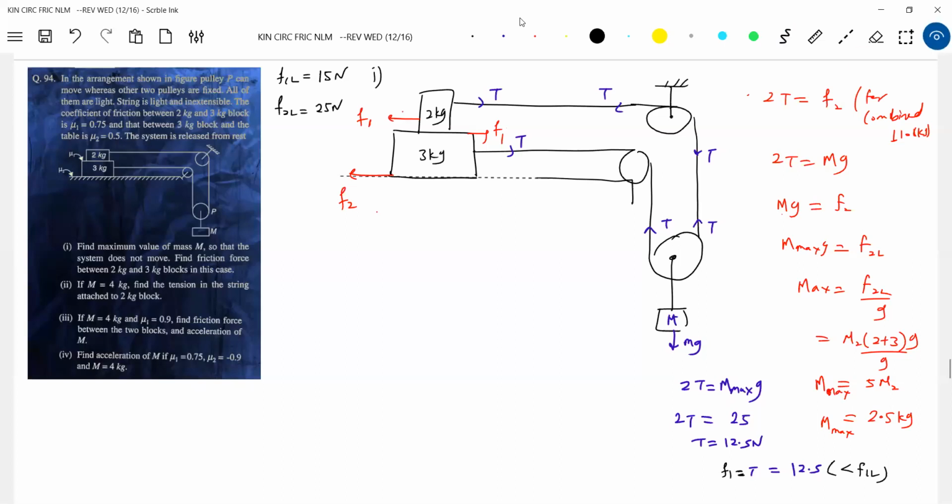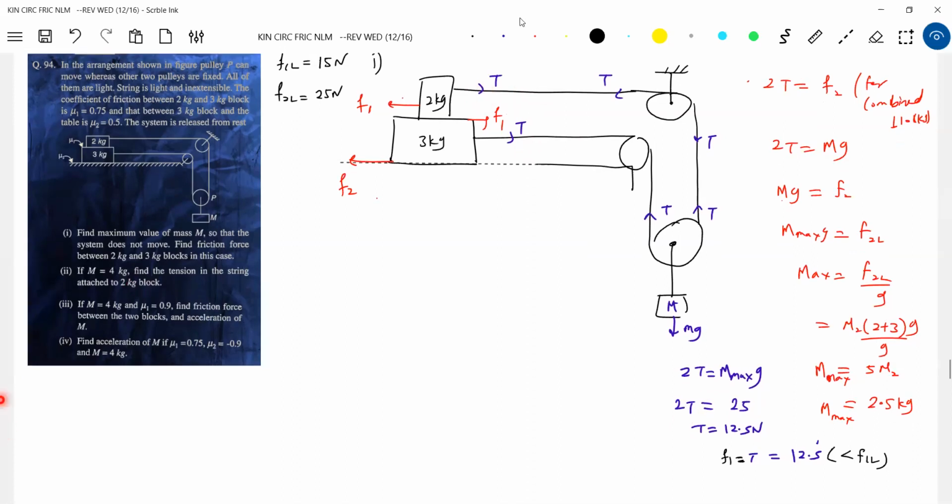Okay, now come forward. If m equal to 4 kg, so how much is the maximum permitted value for equilibrium for no slipping? Find maximum value of m so that the system does not move. That's what we discussed here. Now instead of 2.5 kg, I'll make it 4 kg. Find the tension in the string attached to 2 kg block. Okay, second part of the problem. What is the situation? Will they move together, or still will it be at rest? I think any of the cases can happen.